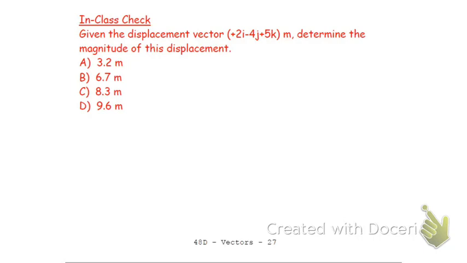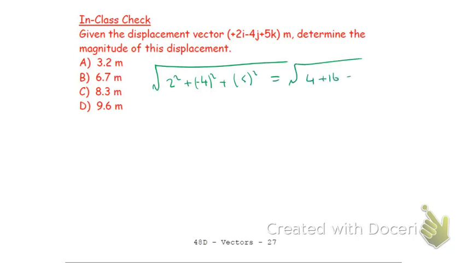This one, what's its magnitude? Its magnitude is going to equal the square root of 2 squared plus minus 4 squared plus 5 squared, which equals square root of 4 plus 16 plus 25, which equals square root of 45 meters. You've got to work it out later on.